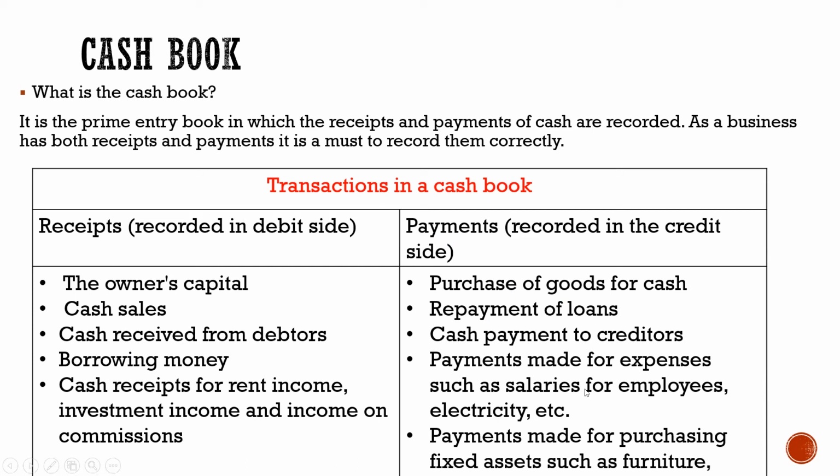While the payment side will consist of the purchases of goods for cash, repayment of loans, cash payments to creditors, payments made for expenses such as salaries, electricity, refreshment, and payments made for purchasing fixed assets such as furniture and machinery, etc. So, all the receipts of money in the cash book are debited and the payments are credited.